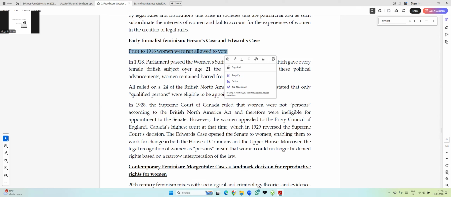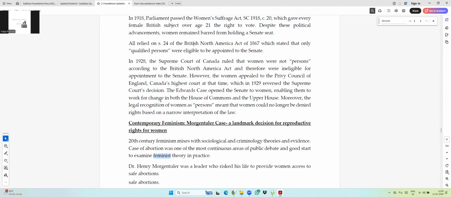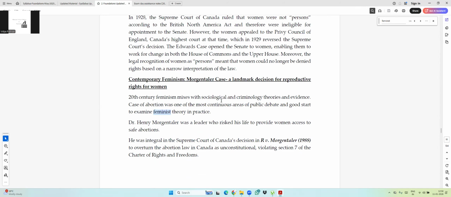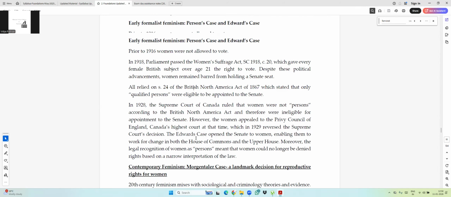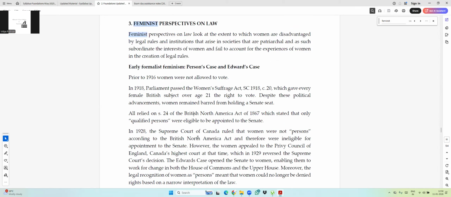So where was the inequality? You have to give reasons, right? Prior to 1916, there was no way that women could vote. The change happened in 1918 with this particular act, where women above the age of 21 were given the right to vote. Then there was the Morgentaler case, when women's right to abortion was also not their choice. And there was one more thing, the qualified person.